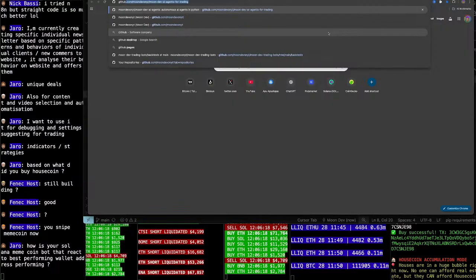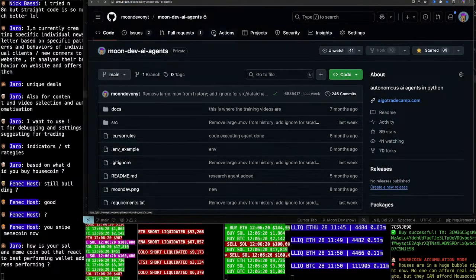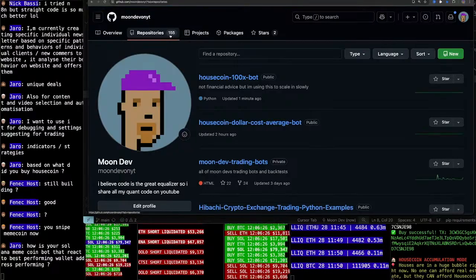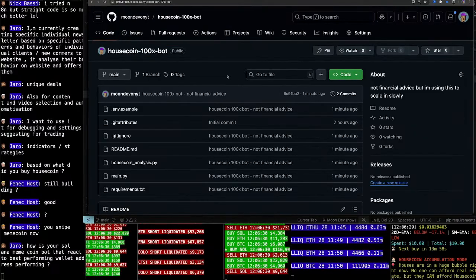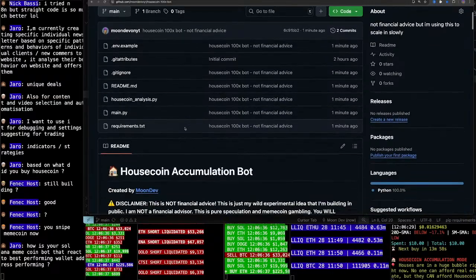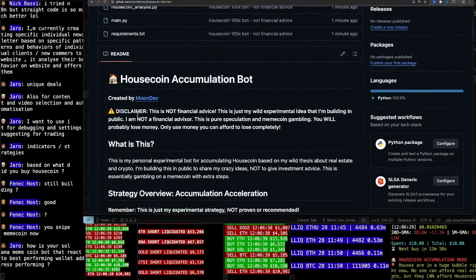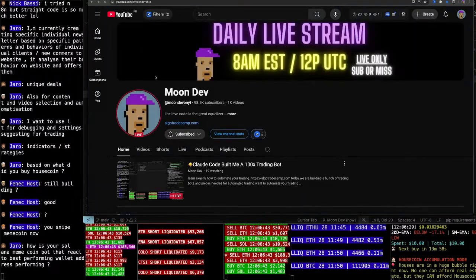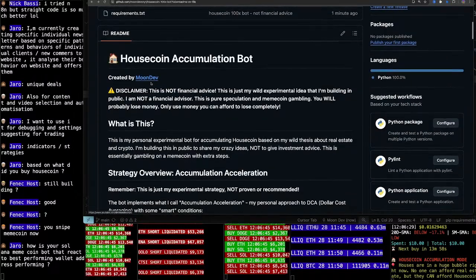GitHub. Repos. Housecoin 100x bot. .env example, .gitattributes, .gitignore. Housecoin accumulation bot created by Moondev. Beautiful. Disclaimer, this is not financial advice. This is my wild experiment that I'm building.